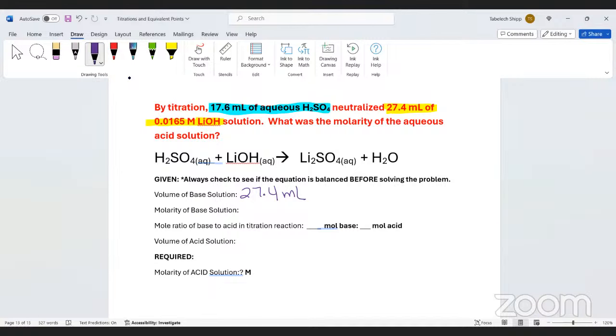Kat says, how do you know which is the base solution, which is the acidic solution? You're welcome, La Combina. Because the LiOH, the OH tells me that that's the base. So they gave us 27.4 milliliters of lithium hydroxide. So the molarity of that was 0.0165 molarity. Okay, let me convert that milliliters that they gave us to liters. So that is your LiOH, the base. Now, let's make sure that our equation is balanced also.